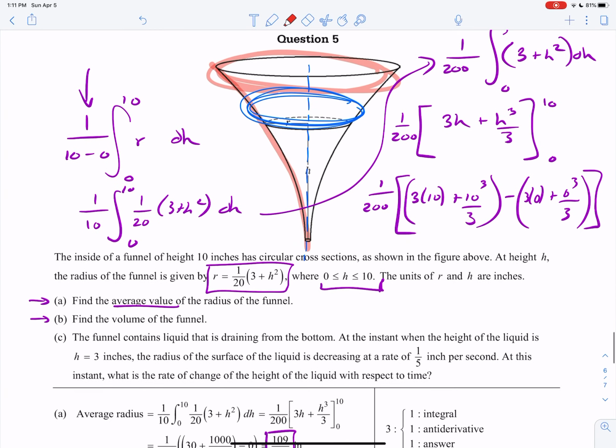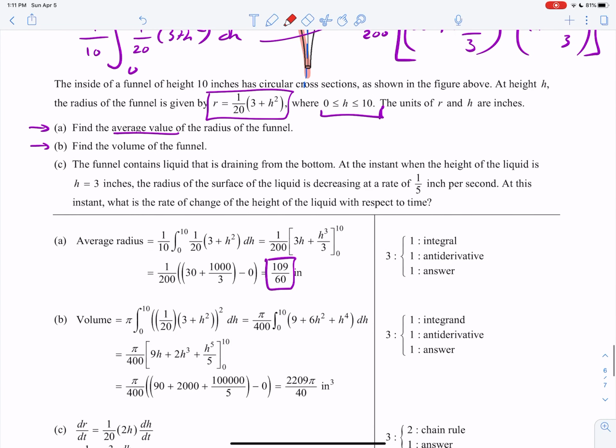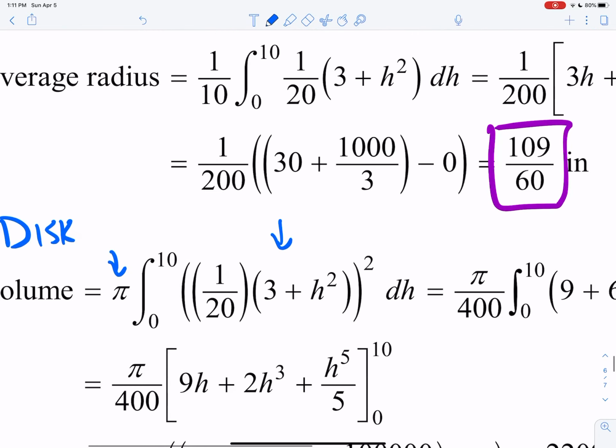Okay, so here I'll refer to the scoring guidelines. Notice how we have a disk. So you start with the pi. Okay, and then it's going to be your function squared. Okay, so the setup is probably the toughest part. Okay, once you set it up, everything else is just analytical.